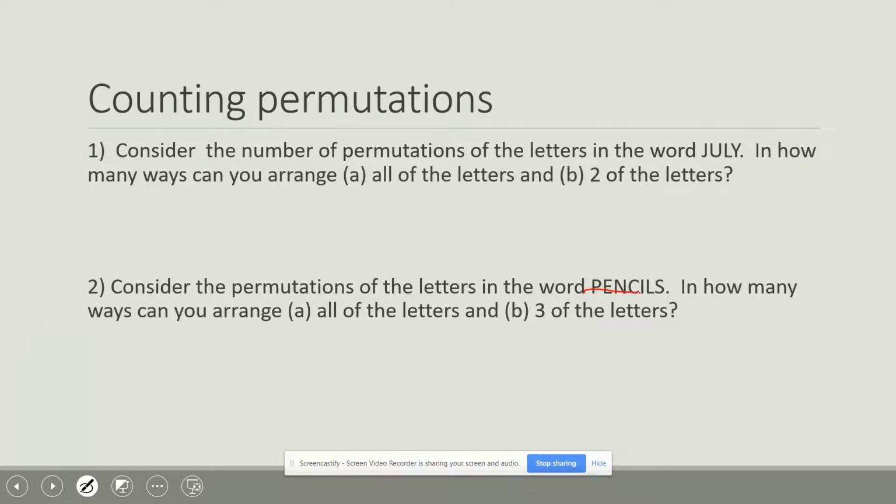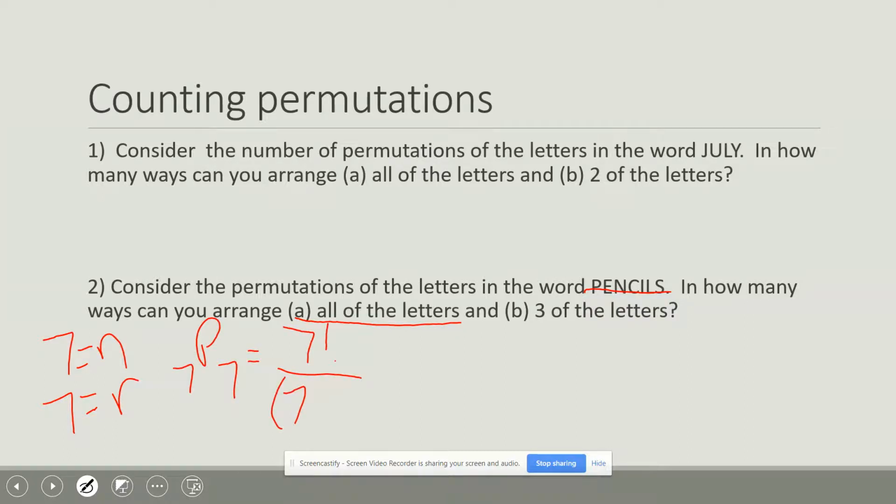Example 2. Now we have the word pencils. Pencils has 7 letters in it. So we have 7 possible choices. That's going to be our n. How many ways can we arrange all of the letters? So we're going to have 7 spots. 7 letters, 7 spots. So that's going to be 7P7, 7 factorial over 7 minus 7 factorial.